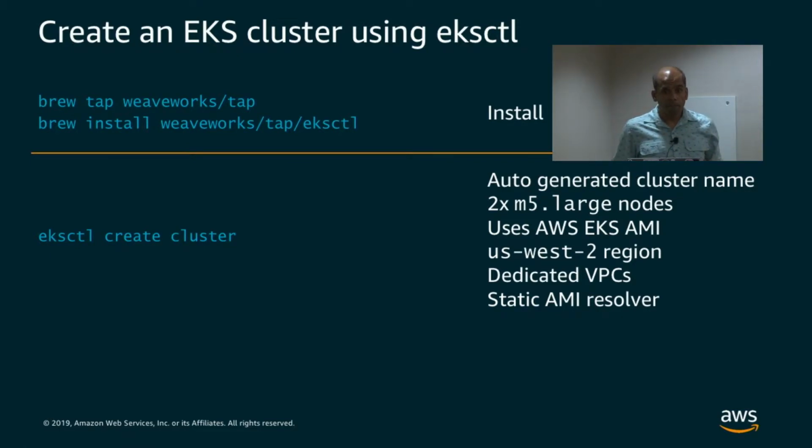Can you tell us, when you do the brew install, does that automatically install all the other stuff you need? Well, the question is, when you do brew install, does it install everything else that you need? Brew install from the Weaveworks tap eksctl will install eksctl. You still need to install kubectl by yourself, and that's how you communicate with the cluster.